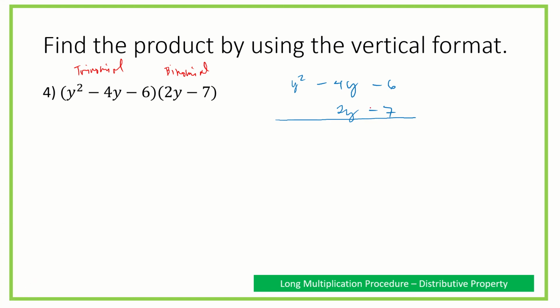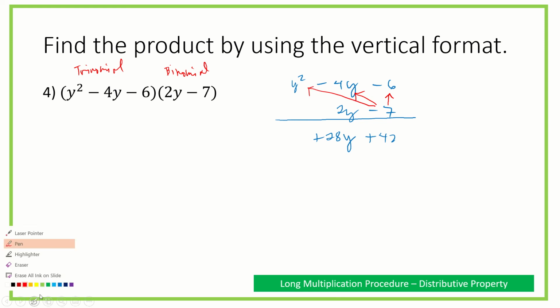So don't forget, you're just distributing each term of our binomial to our trinomial. So starting with negative 7 times negative 6. Negative 6 times negative 7 is a positive 42. So that's positive 42. And then next is negative 7 times negative 4y. So negative 4 times negative 7 is 28. That's a positive. Then don't forget there's still a y. And then finally, the last one, negative 7 times the y squared. The coefficient here is just a 1. So in other words, 1 times negative 7 is still negative 7. Then the y squared.